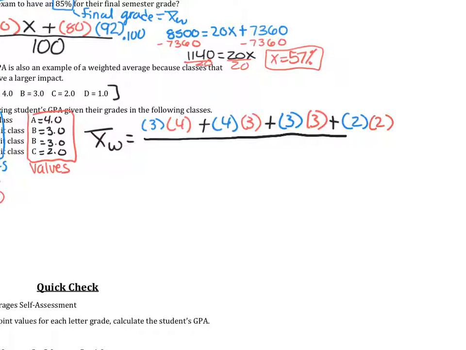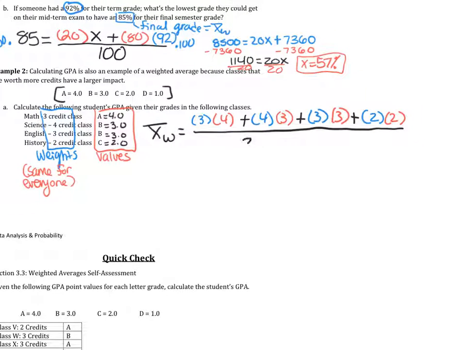Okay, then we divide by the sum of the weights, not the sum of the grades. So it would be the sum of the credits. So 3 plus 4 plus 3 plus 2. That's a weird little bracket thing I tried to do there. These are, again, the credits, not the grades.